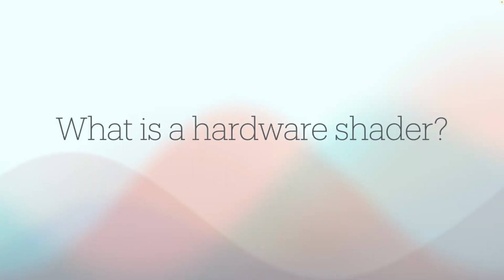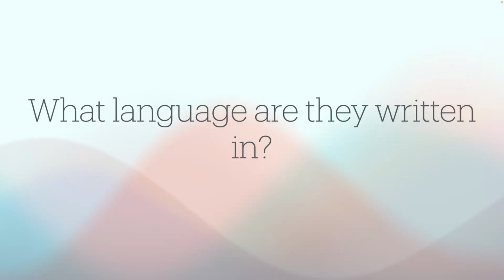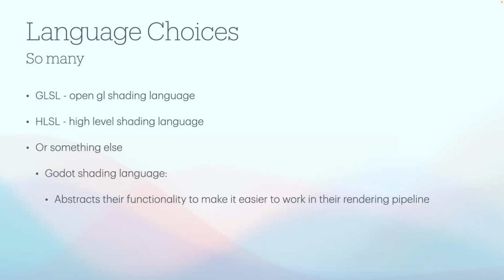So, let me give you just a quick overview. There's multiple languages for hardware shaders. We have GLSL, which is the OpenGL shading language. Then there's HLSL, which is high-level shading language. And then you get all kinds of other things because people like to expose the functionality that they want for their rendering system. So for the shaders that we were writing for Meta, we had our own shading language, which is just like a repackaging of hardware shader language.